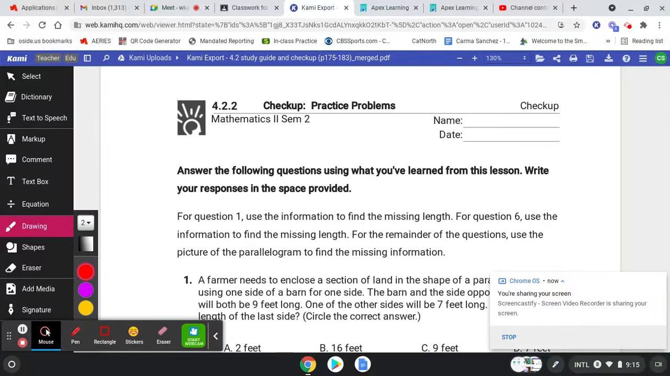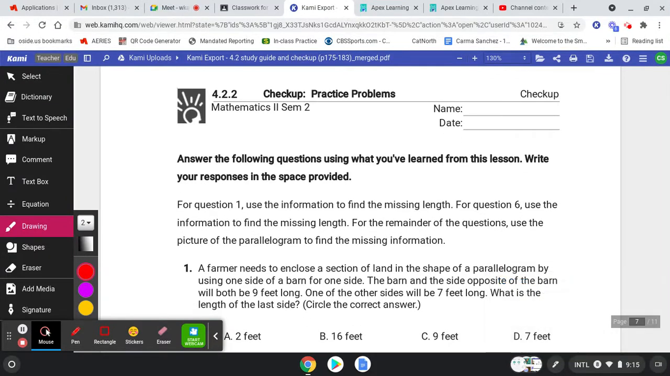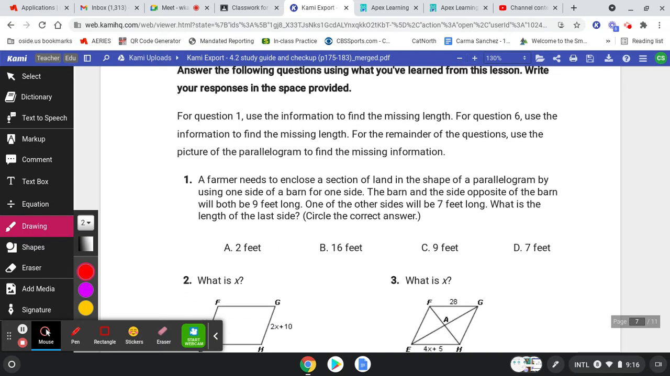Okay, now let's practice the checkup problems, which are going to be just like the 4.2 quiz that you're about to take on APEX. So let's look at a word problem first and then some other examples. A farmer needs to enclose a section of land in the shape of a parallelogram. Again, whenever we're doing a word problem, I want you to visualize it by drawing that image. Hopefully your parallelogram looks prettier than Miss Sanchez's.